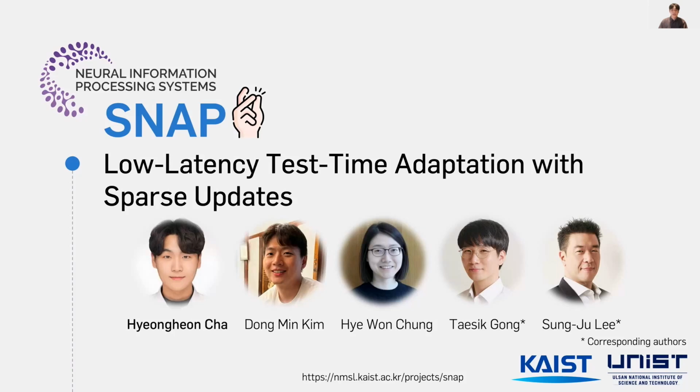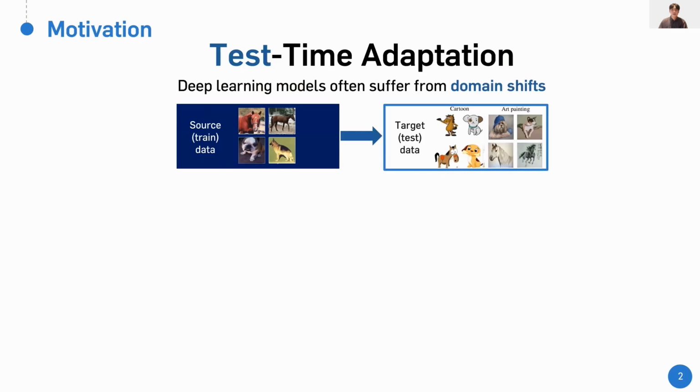Hello, I'm Hyeongheon. In this video, I'll introduce our paper, SNAP: Low-Latency Test-Time Adaptation with Sparse Update. Just like a quick snap, it updates only at sparse intervals instead of every batch, sharply reducing latency without hurting accuracy. Starting with the motivation.